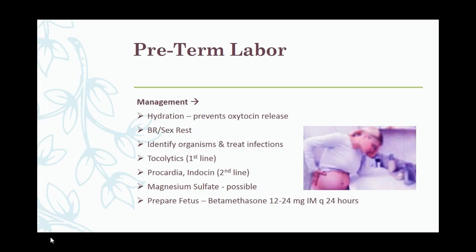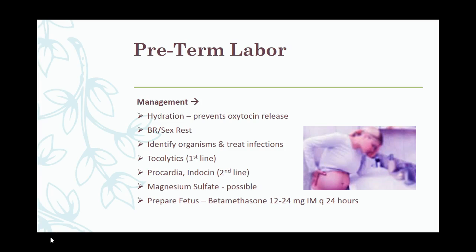So how do we manage preterm labor? The number one thing that we do is we hydrate these moms. So we make sure that they're drinking plenty of fluids, and if they're in the hospital, we probably will try to manage them with IV hydration. The reason that we do this is because it prevents oxytocin release from the pituitary gland. Oxytocin is that chemical that makes our uterus contract. So we try to prevent that.